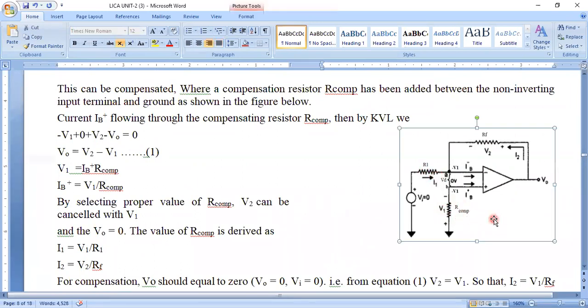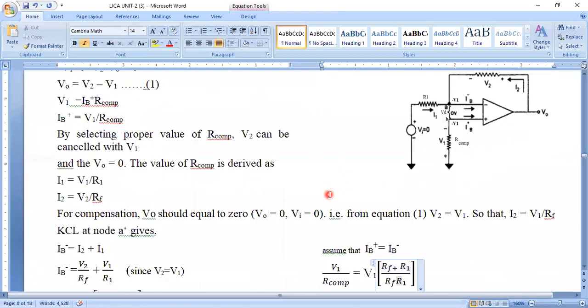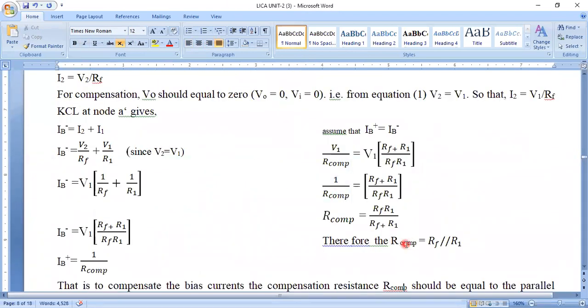So what we analyzed at the end is that the compensation resistance value is equal to the feedback resistance in parallel with R1. That means if we design the compensating resistance value equivalent to R1 and RF in parallel, then we can provide zero output voltage at zero input signal.